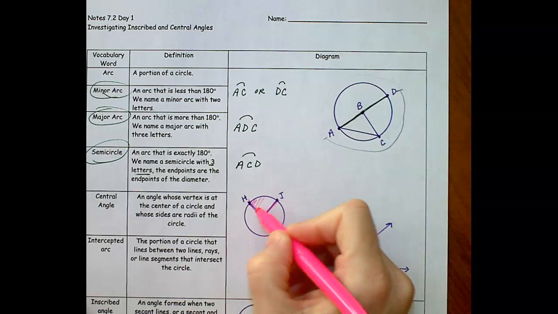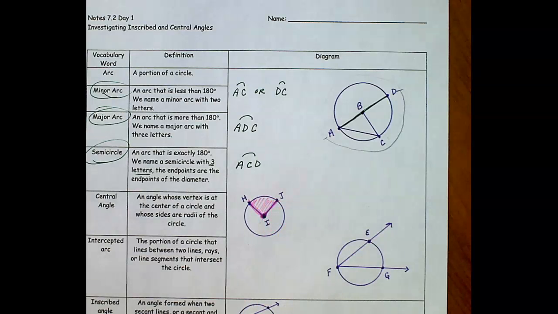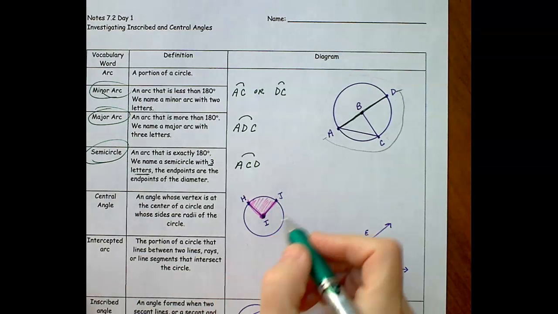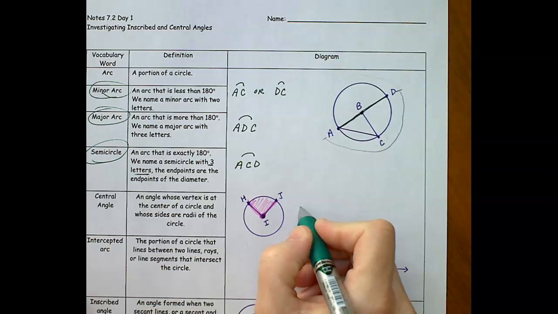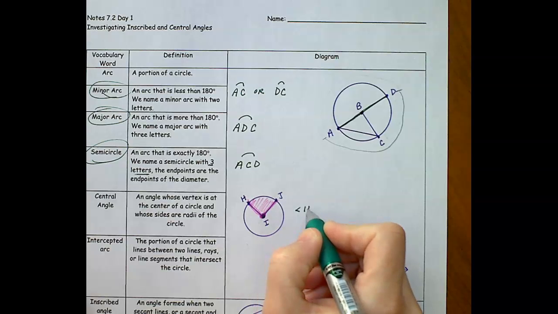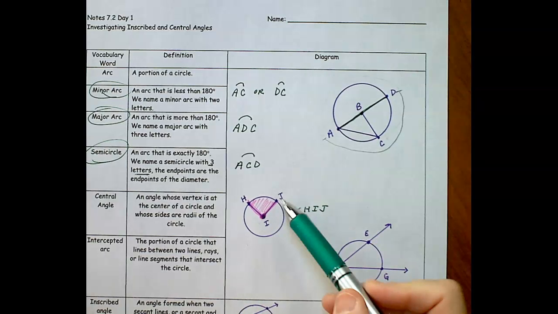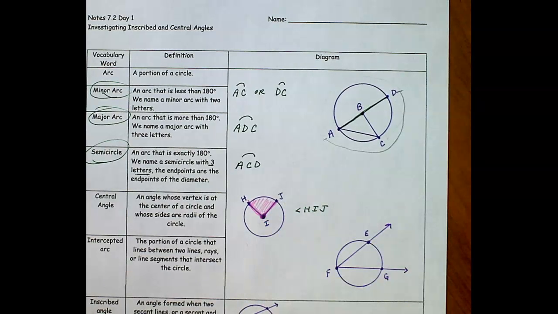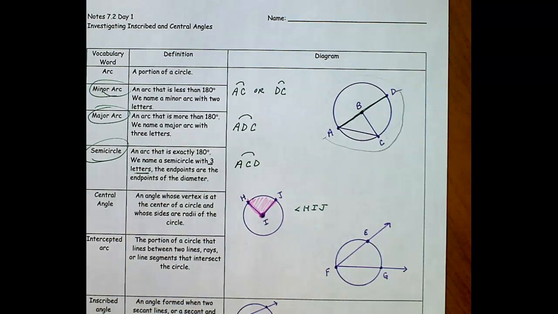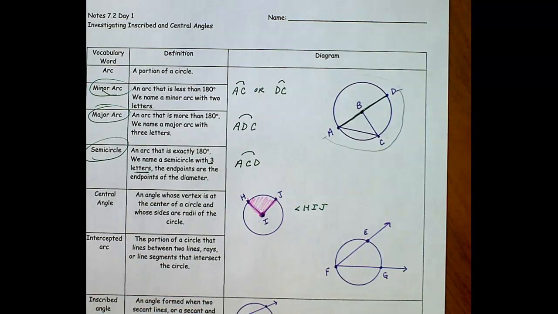We're going to be talking a lot about central angles, or different types of angles there. So to name this guy here, we would just call it angle HIJ, or we could call it angle JIH, either one. Just know that the vertex of the angle is smack dab center of the circle.